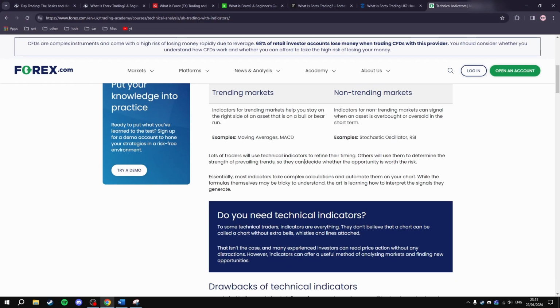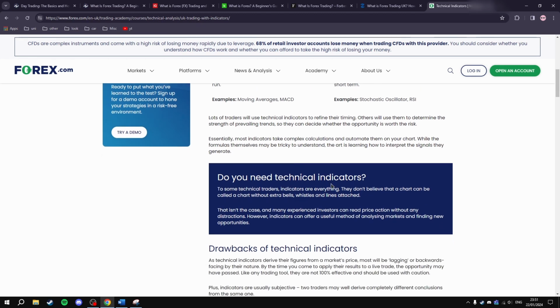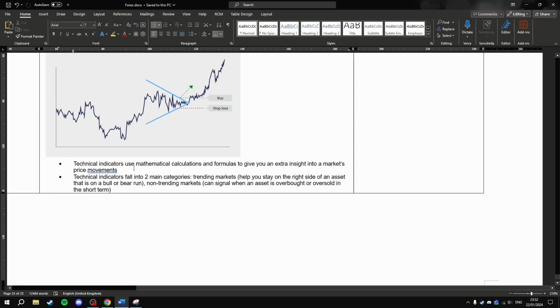Lots of traders will use technical indicators to refine their timing. Others will use them to determine the strength of prevailing trends so they can decide whether the opportunity is worth the risk. Essentially, most indicators take complex calculations to automate them on your chart. While the formulas themselves may be tricky to understand, the art is learning how to interpret the signals they generate.